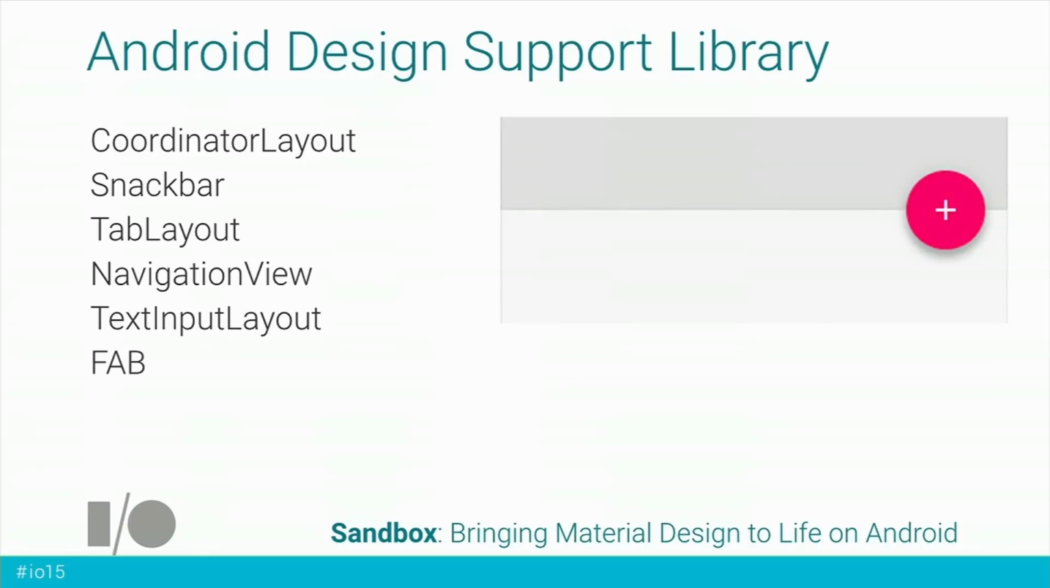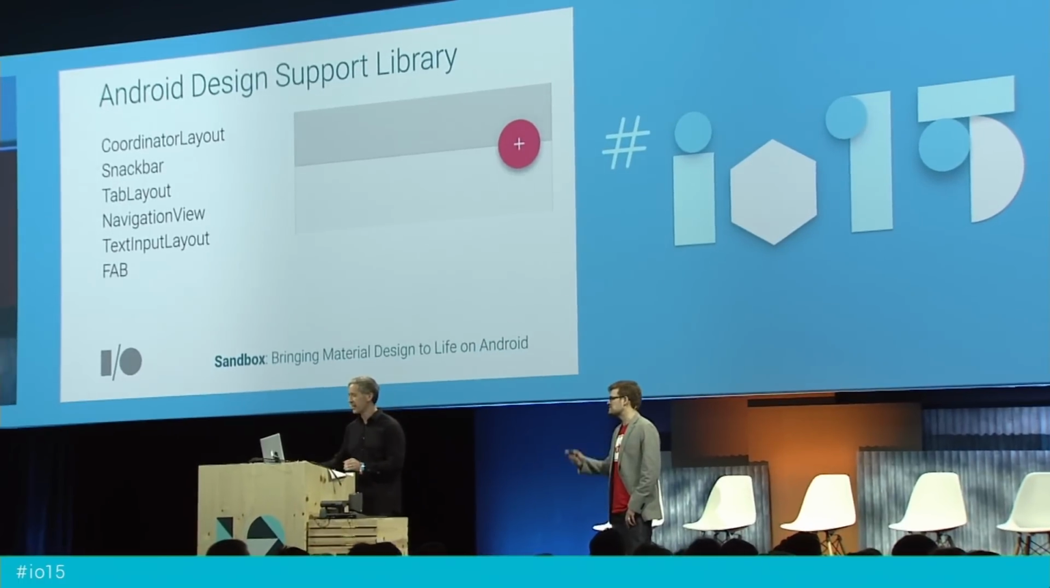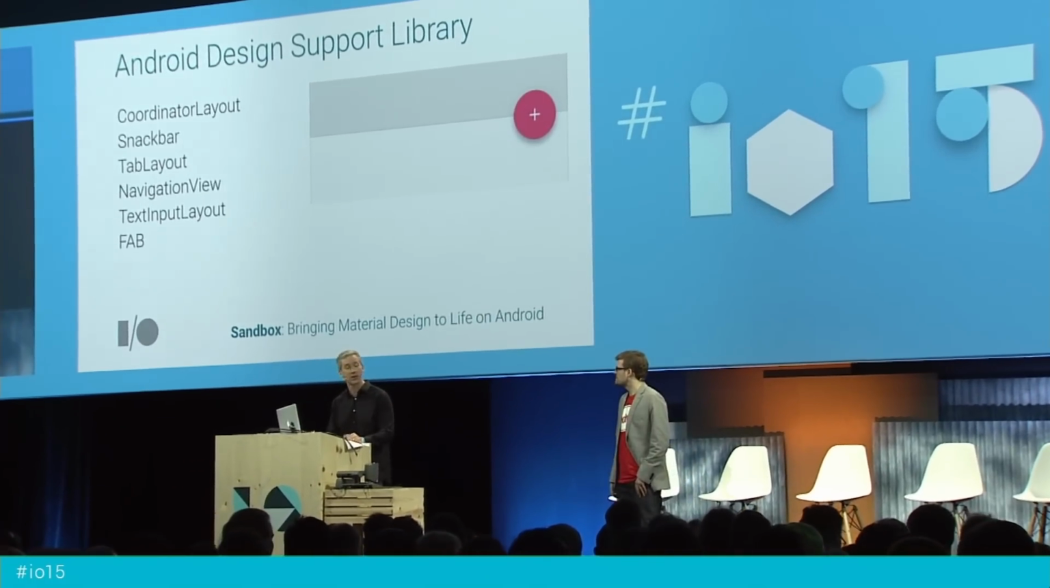And then the fab. Everybody always asked us for the fab, and we're like, it's just a circle with a shadow. But apparently they wanted it. Now it's an inspirational circle with a shadow. It's very inspirational. I'm inspired.